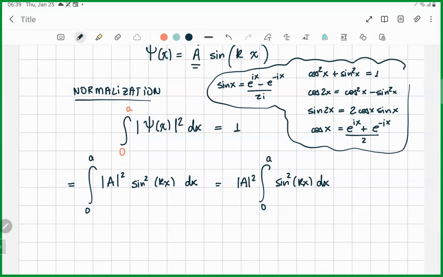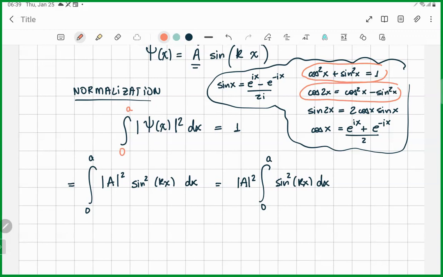Already, to solve this integral: how are we going to solve the integral of sine square? We know the integral of sine, we know the integral of cosine, but how about sine square? So let's try to write the sine square in terms of a cosine or a sine. Let's try to get rid of that square. How can we do that? Let's go back to our trigonometric relations and play with these two.